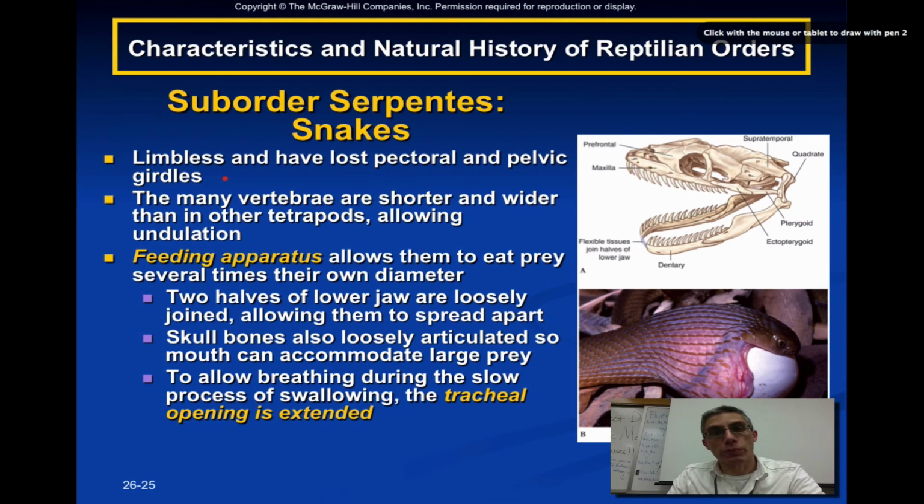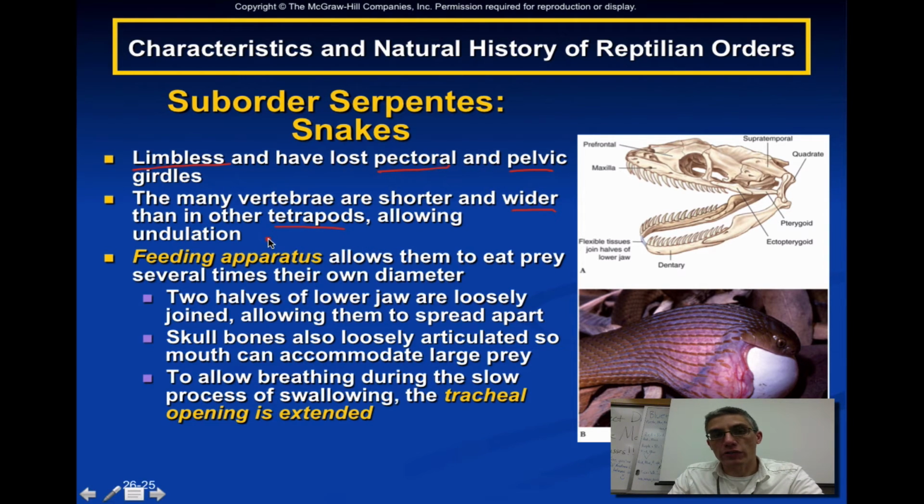Now, the suborder Serpentes, which is going to include the snakes, are considered the group of reptiles that are limbless, and so most of these animals have lost their pectoral and pelvic girdles of their skeleton. Now, the many vertebrae that are found in these animals, which are much more than you would find in the lizards or any other type of reptile or any other type of animal for that matter, are much wider in comparison to other tetrapods, and this is going to allow the undulating nature that you would find in their movement.